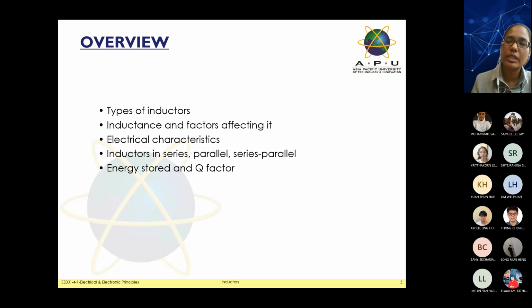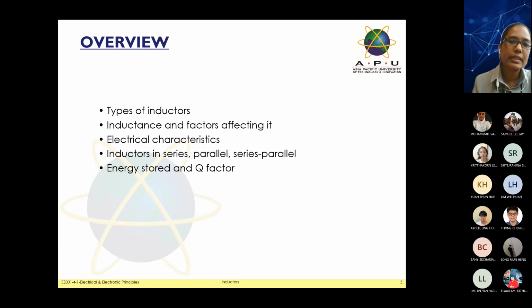The next one is the electrical characteristics. Electrical characteristics means it is based on your equations and calculations, at the same time based on the characteristics, the issues, or your parameters, and how the electrical field works and connects with your inductance. So that's what they call electrical characteristics.